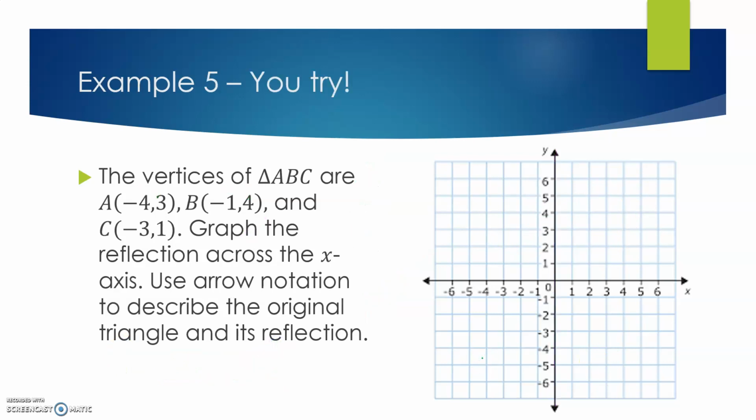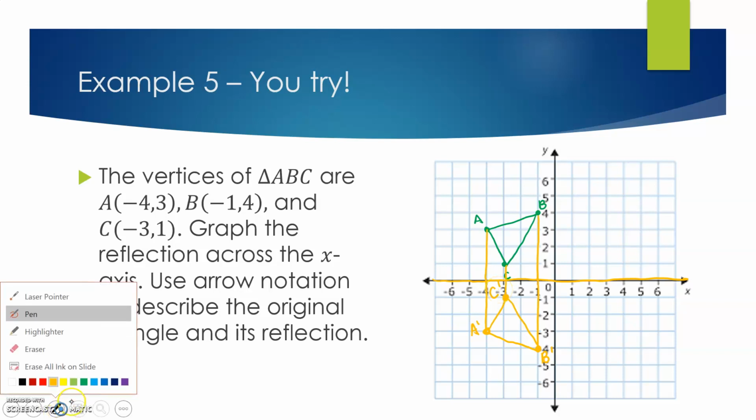All right, try this one, see what you get, and then check your work. Okay, if you graphed your triangle, hopefully you saw that it was the same triangle from last time. This time we're reflecting across the x-axis. If I were to draw a line through the x-axis and fold it in half, triangle ABC would overlap with triangle A prime, B prime, C prime. The only thing left to do is the arrow notation.